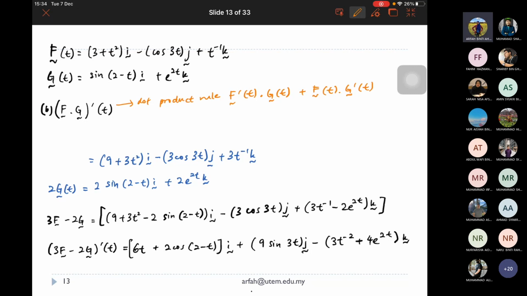So dapatkan derivative untuk vektor F. So for this one, find F prime T, and for this one, find G prime T. So cuba buat, dapat berapa?